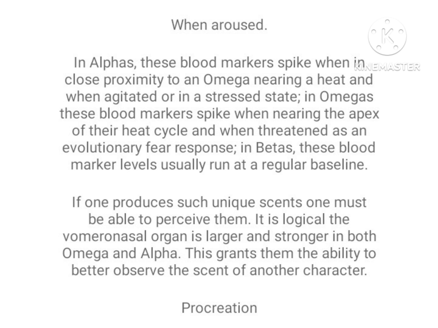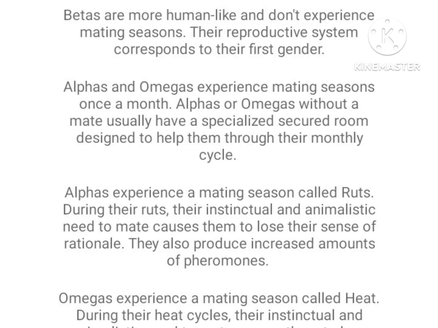If one produces such unique scents, one must be able to perceive them. It is logical that the vomeronasal organ is larger and stronger in both omega and alpha. This grants them the ability to better observe the scent of another character. Procreation. Betas are more human-like and don't experience mating seasons. Their reproductive system corresponds to their first gender.